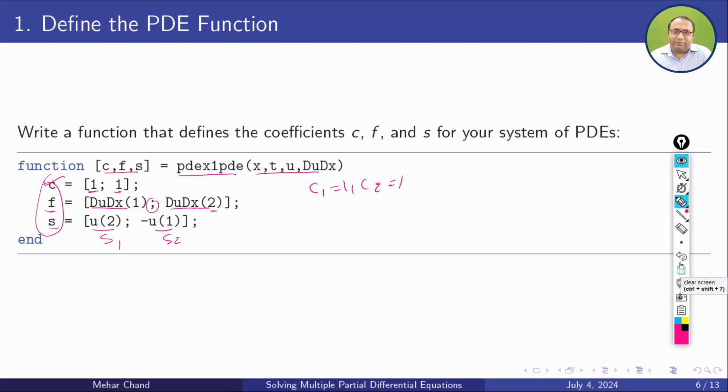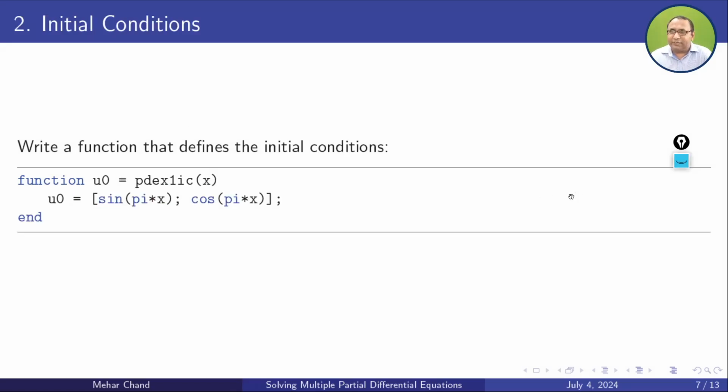Now we need to write the initial condition function. Here you can easily observe that u0 is used for the initial condition, pdex1ic, but here we have a system of two equations and both have different initial conditions. This is the initial condition for the first equation and this is the initial condition for the second equation, and both will be stored here in u0. So u0 will be equal to either this one or this one according to the system of equations, and we need to save this function in MATLAB with this name.